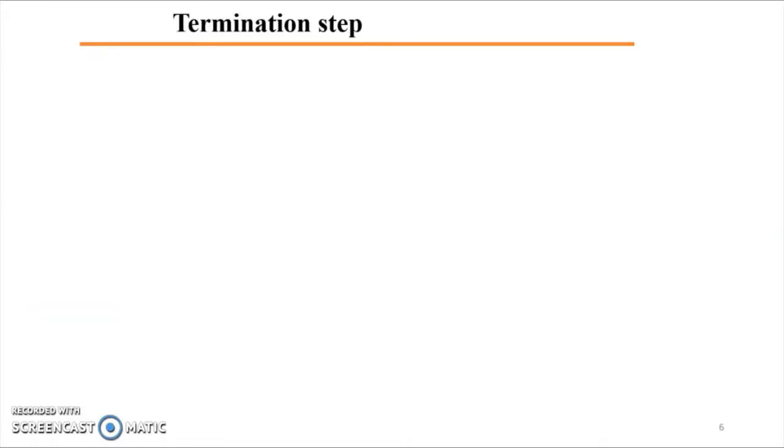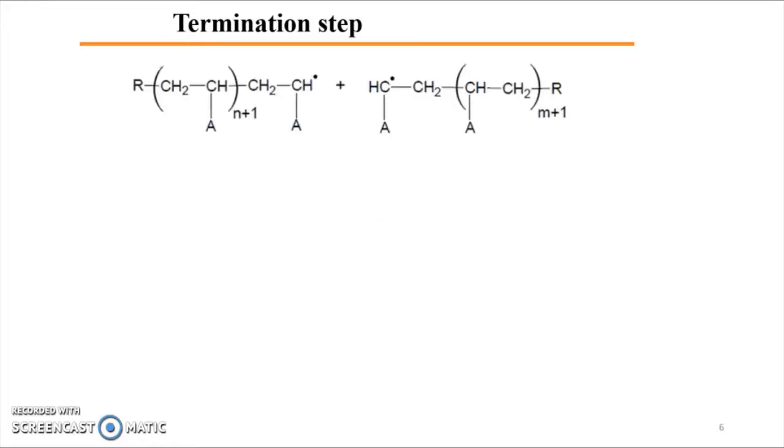Now concerning the termination, this step implies the collision of 2 growing free radicals. The possibility of collision between these 2 propagating active chains is less important than the collision with a monomer, but it exists. In fact, the termination can occur by 2 different processes. The first one is the combination.